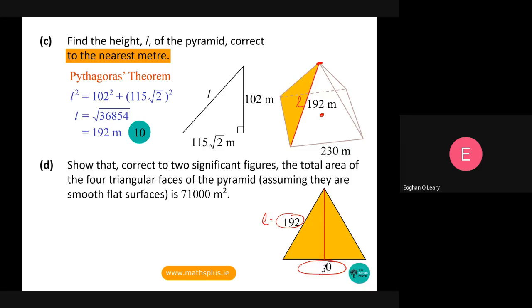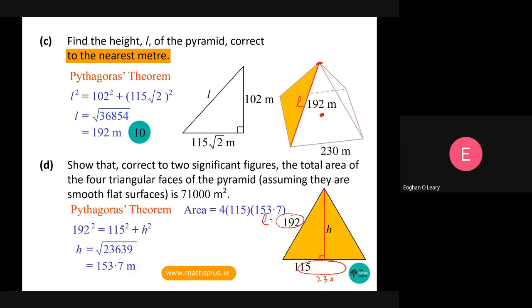There's a couple of different ways of doing this. You can get H in this case, which is actually the slant height of the pyramid. You can use Pythagoras' theorem for that. Obviously, the full length was 230, so half of that is 115. Using Pythagoras' theorem, we're going to get H is equal to 153.7, okay, meters.